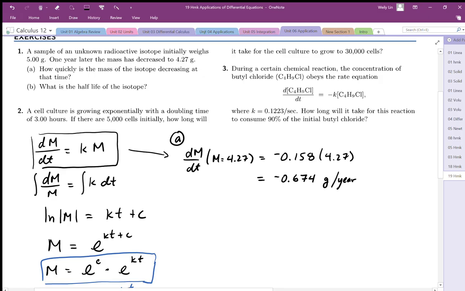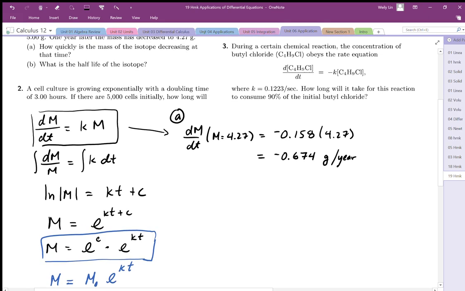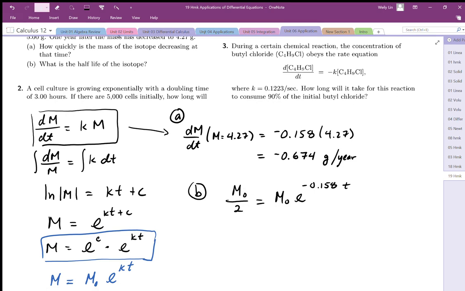So part B is asking for what is the half-life of the isotope. So for part B, we really just need to say that whatever our initial mass is, we're just going to take half of it, and we want to know the time that this occurs. So this is our equation, and we really just want to know how long does it take the original mass to become half the mass. Now, when we solve for t here, we can just cancel out these. These are just unknowns.